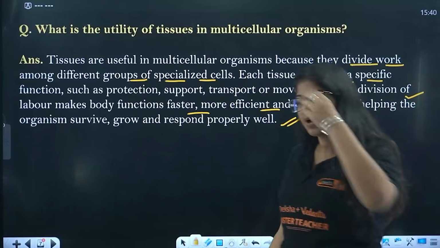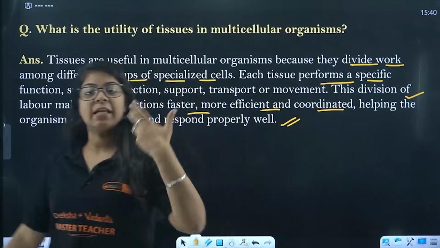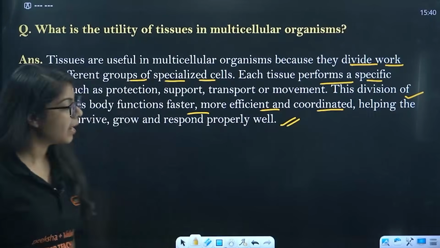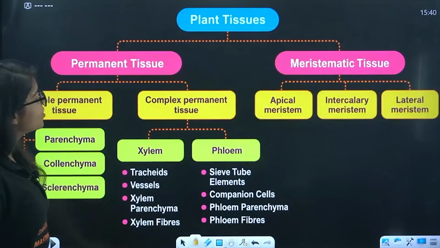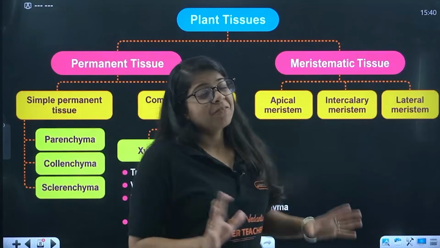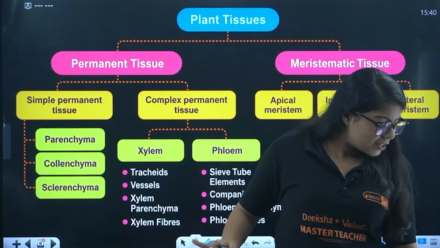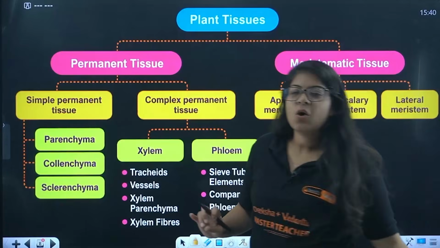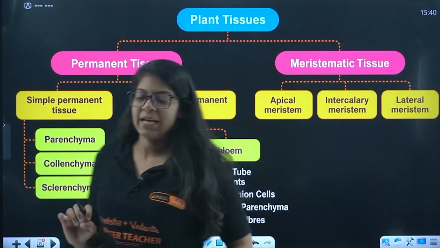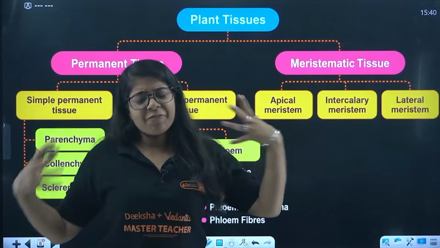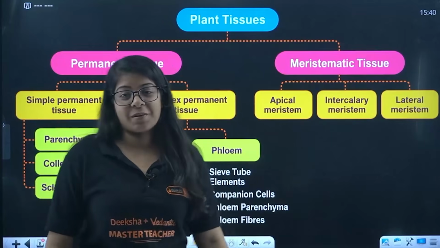Done? Understood? A very easy, basic yet important question for you. Done? Okay, beta. Next, very important, that is your plant cell, and also a little bit difficult to remember. So I have made a trick to remember this.